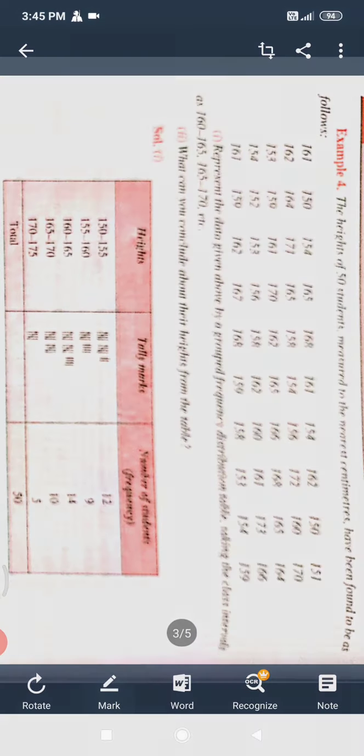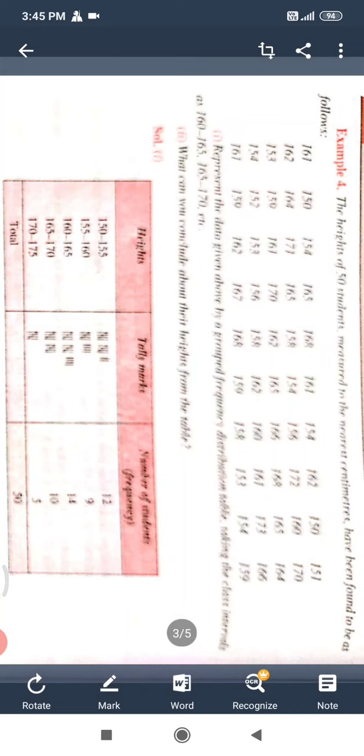Same thing, 155 to 160. Calculate from the table. Given numbers 155, 156, 157, 158, 159. Do not include 160. Calculate this many numbers from the given table. It will be 9. Okay, so 5 plus 4, 9. So we can draw 5 plus 4, 9. First 5 and then 4.